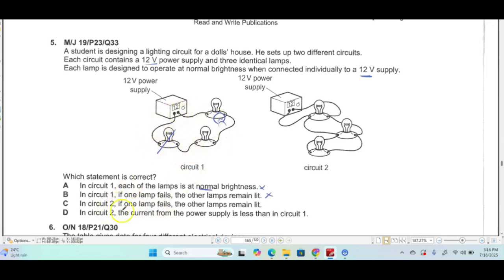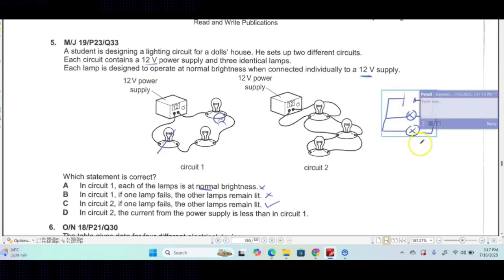Okay? In circuit 2, if one lamp fails, the other lamp remains lit. Yes, this is correct because in circuit 2, the lamps are connected in parallel to each other, and in a parallel circuit, if one of the components breaks, the other components keep on working.